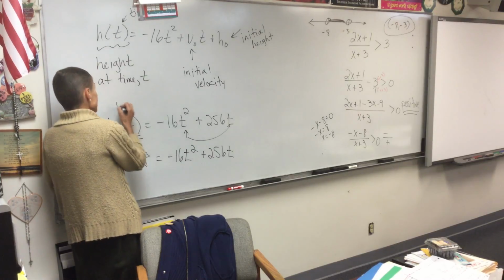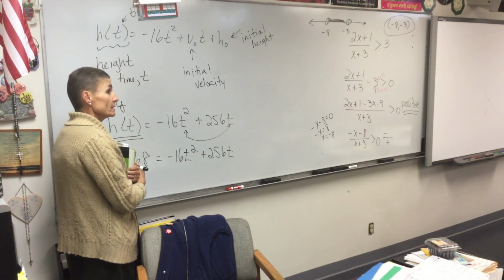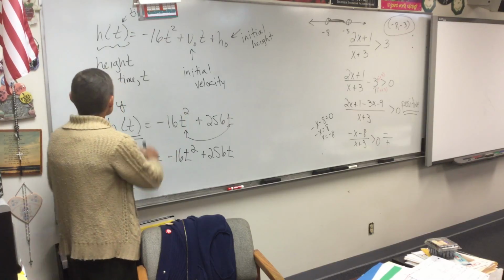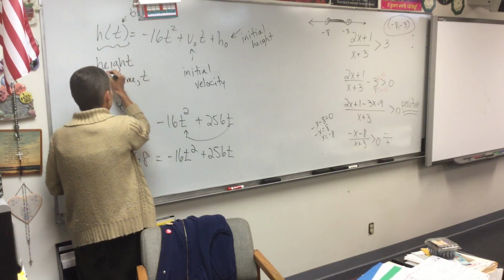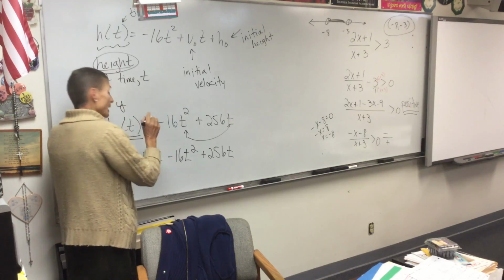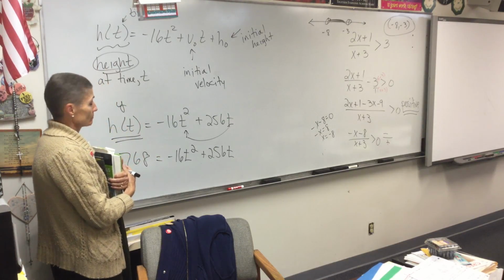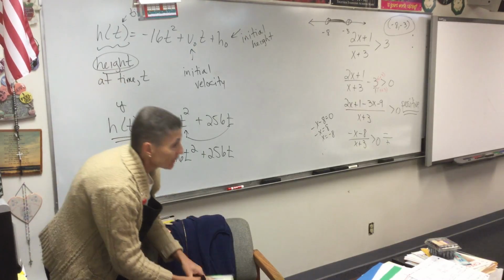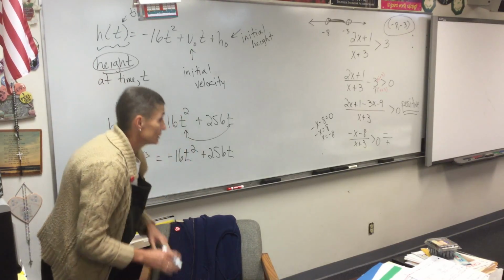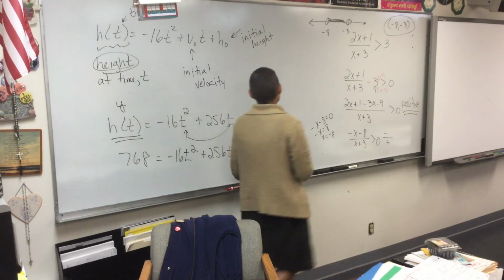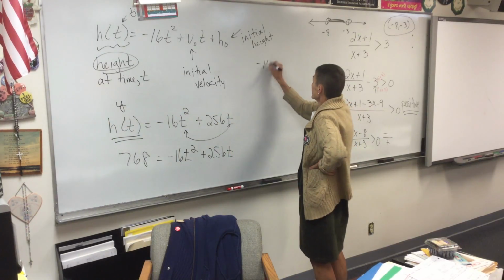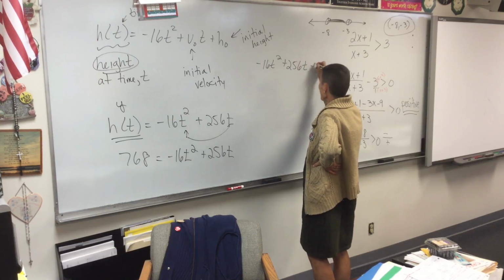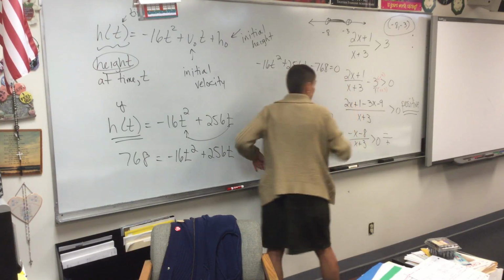H of t is the same as y. Remember? It's just a variable. It has 2 letters in it, but it's one variable. Cassie, that guy is the height. And I know the height is 768. All right, what do I do with that? I set it equal to 0. That's a quadratic equation. So negative 16t squared plus 256t minus 768 equals 0.